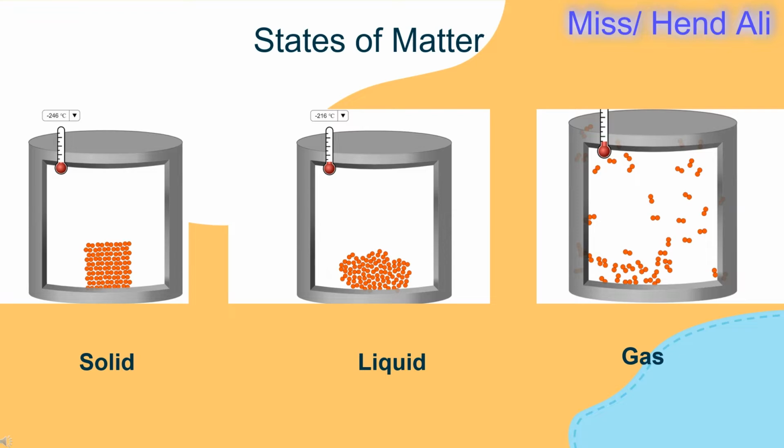Okay, look at these images and I want you to notice that the attraction force or intermolecular forces among the solid molecules are very strong, while the attraction force among liquid molecules are weak, and the attraction force among gas molecules are very weak. Now let's focus on the intermolecular spaces. The intermolecular spaces among solid molecules are very small. The intermolecular spaces among liquid molecules are intermediate, while the intermolecular spaces among gas molecules are very large.